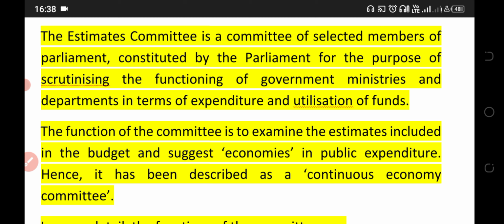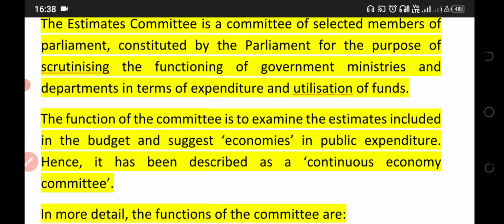The function of the committee is to examine the estimates included in the budget and suggest economies in public expenditure. Hence, it has been described as a continuous economy committee.